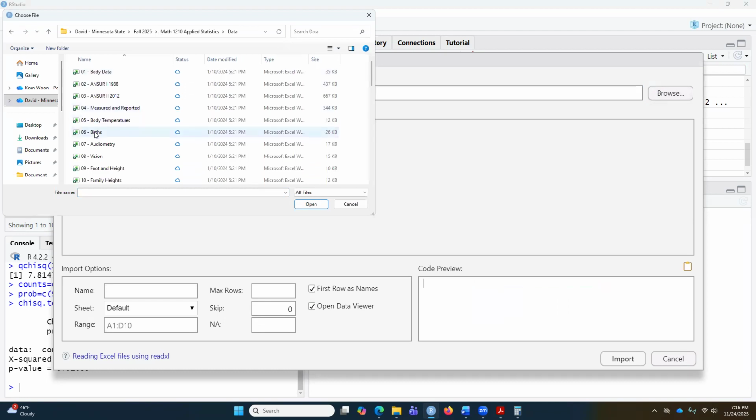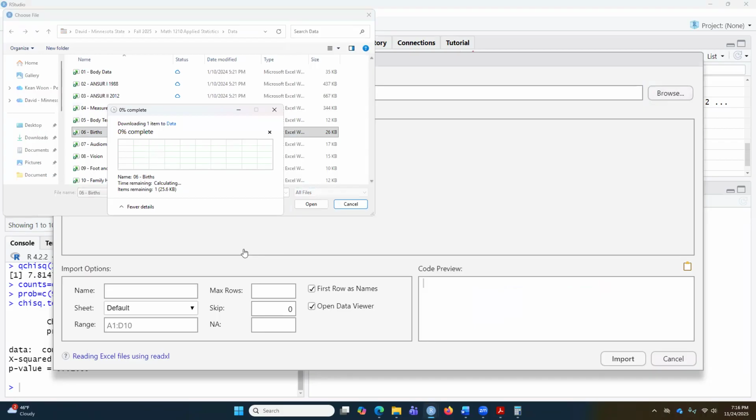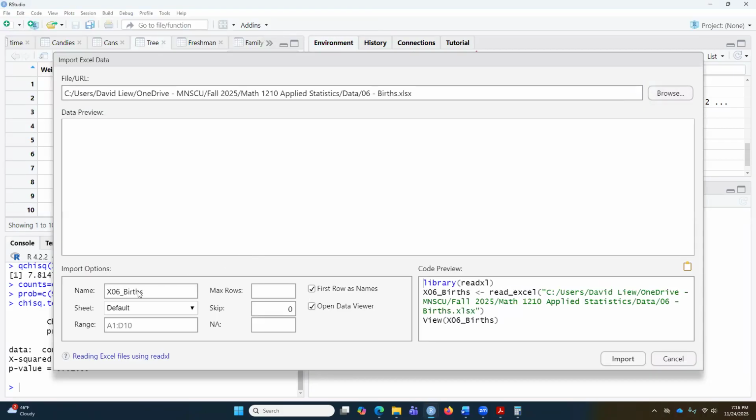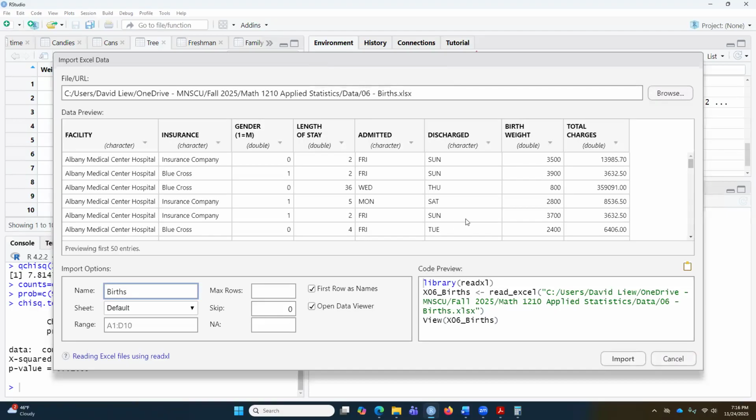Data, there you go. Number 6, birth. And then you guys know that I've changed a name. Instead of using X06 birth, we just use birth in this case. It takes a little bit while because they are receiving data from the cloud. Come on. It's that long time. Okay, there you go.